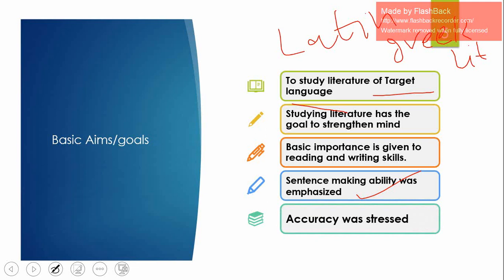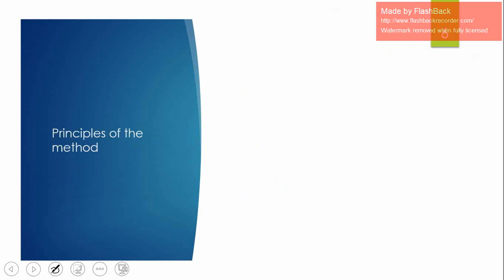Next one is accuracy was stressed. In this method there is no space for mistakes, because you are going to learn their literature, you are going to directly translate. So if there is a mistake, there will be a mistake in the concept. So accuracy was stressed, and accuracy was very significant in that method.